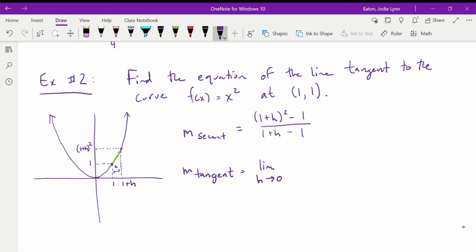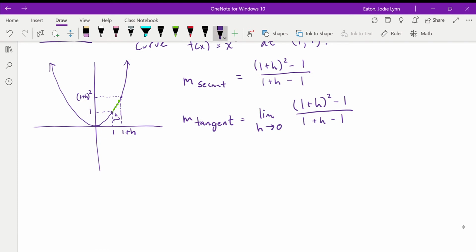So m of the tangent line is the limit as h approaches 0 of (1 plus h) squared minus 1 over 1 plus h minus 1. Okay? So we are now going to find this m. This is still the limit as h approaches 0. If we plug in 0, we get 0 over 0, which means we've got a bit of math to do, as we know from our limits unit. So this is 1 plus 2h plus h squared minus 1 all over 1 plus h minus 1.